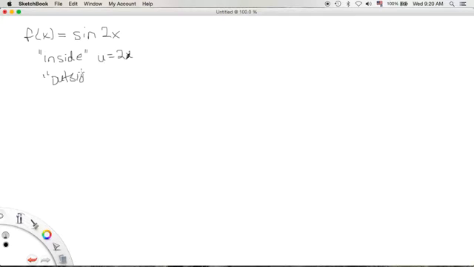So our outside function then is the sine of u, which we know how to deal with. So the derivative is the derivative of this outside part. So the derivative of the sine is cosine of our u, which is 2x, times the derivative of the inside part, which is 2. So neaten that up a little bit, and we have our answer.